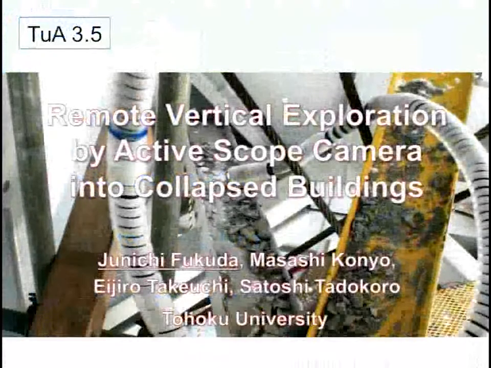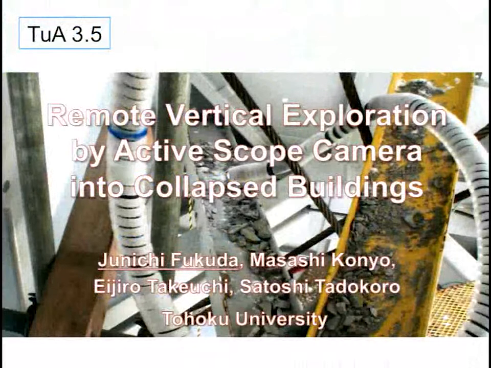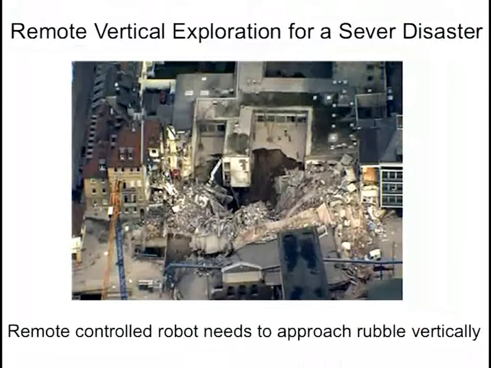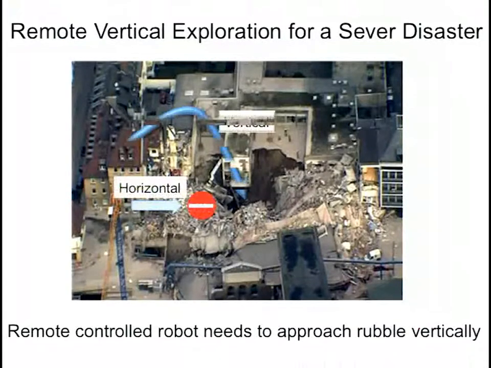Hi, I'm Junichi Kura from Tokyo University. Today, I'd like to introduce an initial trial about remote vertical exploration by active scope camera into collapsed buildings. This picture shows an example of severe disaster. In that case, we cannot approach from the side area, so we need to approach vertically from above.